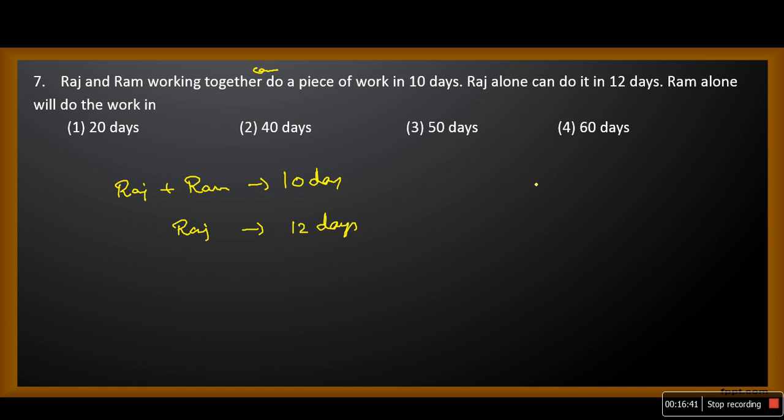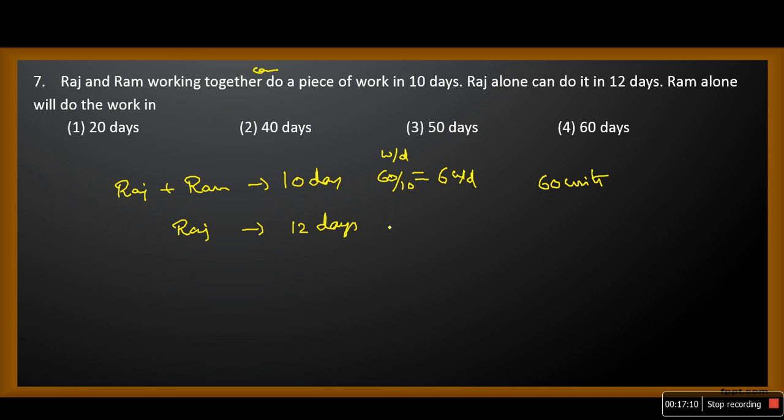Now assume the total work as 60 units. That is nothing but the LCM of 10 and 12. Total work is 60 units. So work done per day is nothing but 60 by 10, because in 10 days Raz and Ram together are doing 60 units. So per day they will do how many units? 60 by 10 equals 6 units per day. Raz and Ram together are doing 6 units per day.